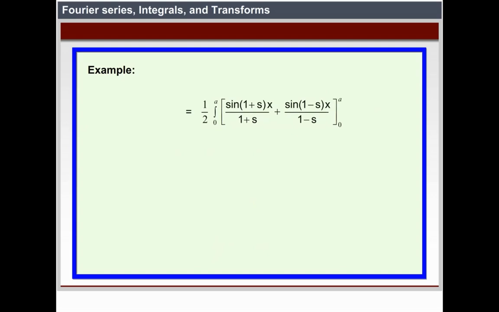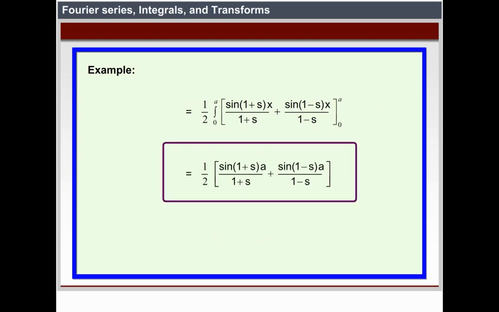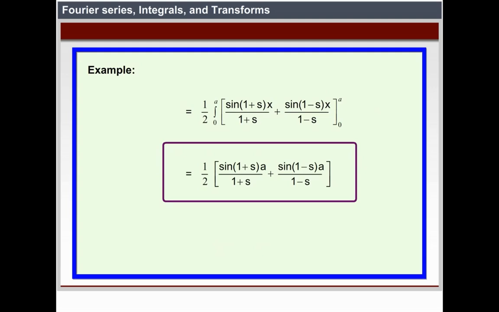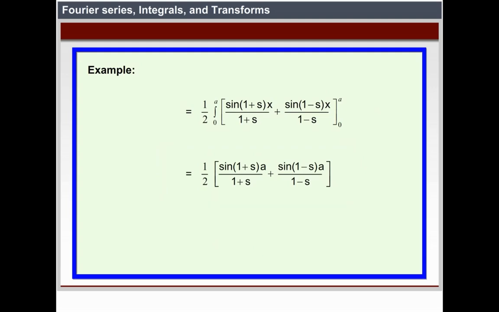Equal to 1 by 2 integral 0 to a, sin of (1 plus s) into x by (1 plus s), plus sin of (1 minus s) into x divided by (1 minus s), with the limit 0 to a. After applying the limits, we get 1 by 2 into sin of (1 plus s) into a by (1 plus s) plus sin of (1 minus s) into a divided by (1 minus s).